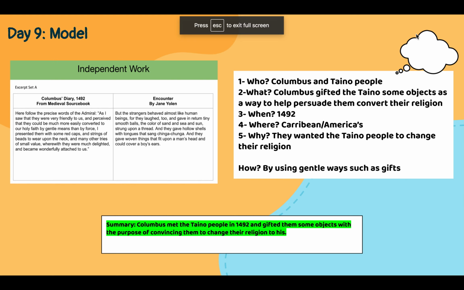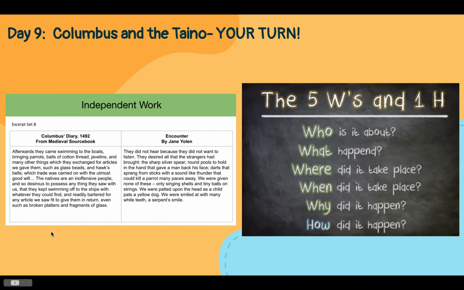So in your notebook, you'd probably have your annotations on the side, or if this is a worksheet, you can write it on the side of the worksheet, like on the margin, and you'd have your summary at the end. So you're going to have an opportunity to use this strategy in Unit 1, Day 9, Columbus and the Taino, as you continue to read excerpt sets A, B, and C.